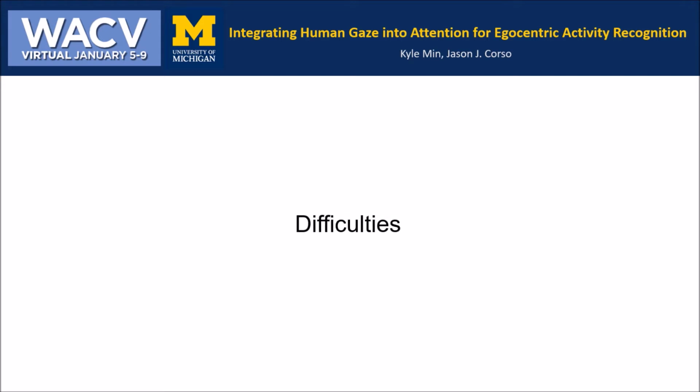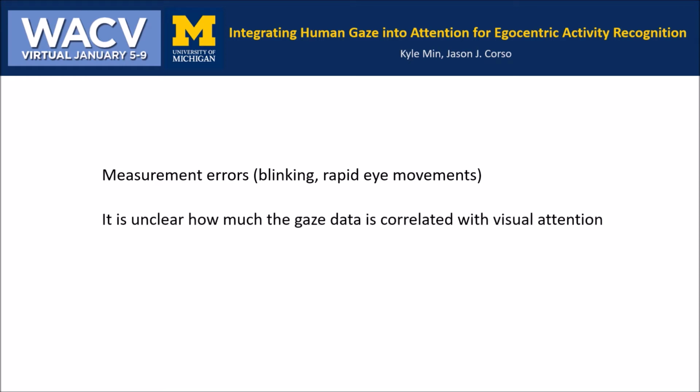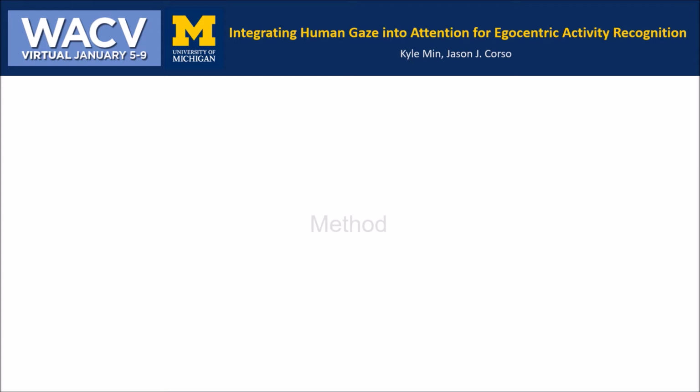However, there are some difficulties in using the gaze fixation data. First, there are always measurement errors in the process of recording gaze fixation points due to blinking or rapid eye movements. Second, it is unclear when and how much the gaze data is correlated with visual attention. Third, gaze data is not always available in many real-world situations. To address such difficulties, we introduce an effective probabilistic modeling method.